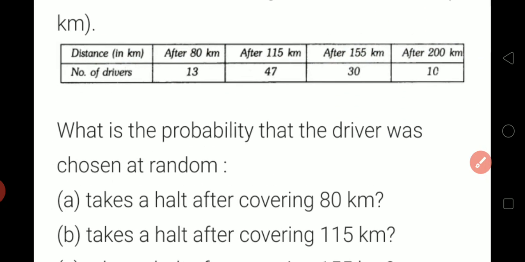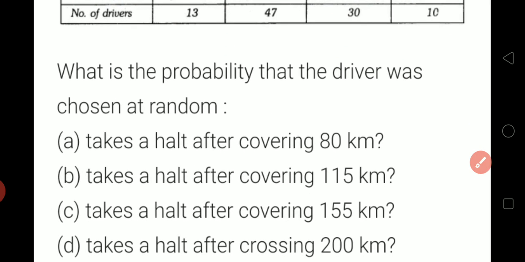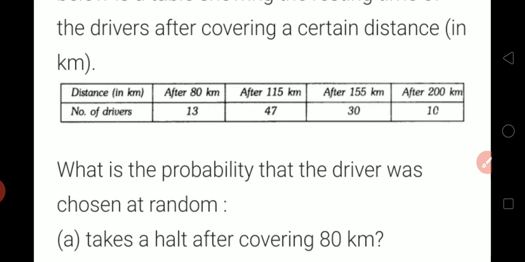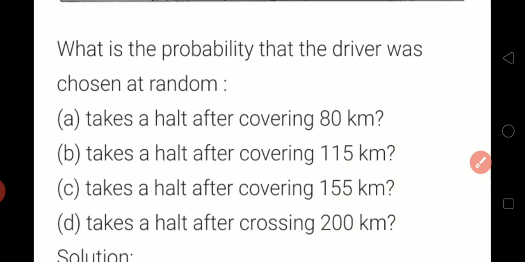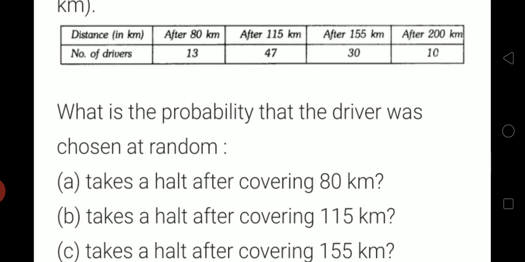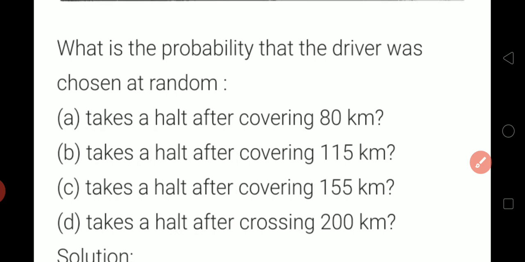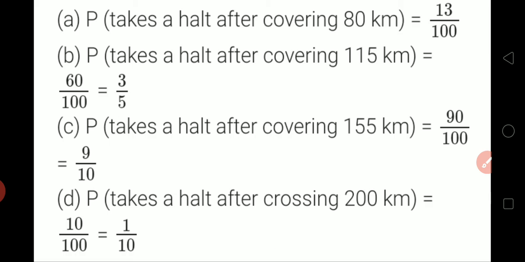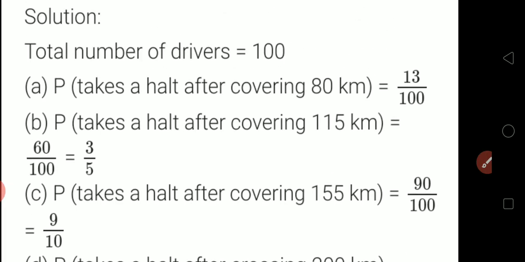So let us start the question. What is the probability that a driver chosen at random takes a halt after covering 80 kilometers? You can see here 80 kilometers is 13, so 13 by the total. Taking a halt after covering 115 kilometers, that is 47. Taking a halt after 155 and 200 you can do easily, right? The numbers are given and we just have to find the probability.